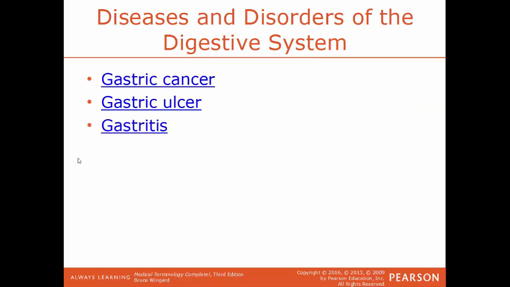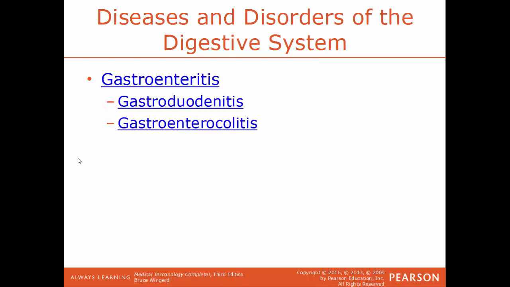Gastric cancer, cancer of the stomach. Gastric ulcer, we'll be having an ulcer or a sore within the stomach. And gastritis will be the inflammation of the stomach, and more specifically, the inflammation of the lining of the stomach. Our next term, gastroenteritis. This is an inflammation of the stomach and the intestines, a very general term for the stomach flu. And depending on where the inflammation is, you may get more specific with your terms.